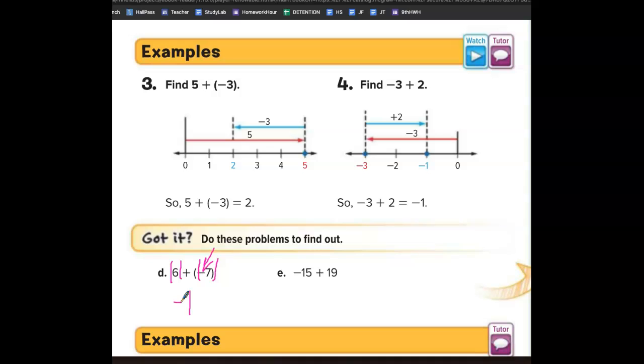Gage, you should be up here. Okay, negative 15, 19, same sign or different signs, Lily? Different, so we subtract. We find the difference. What is 19 minus 15? What has the greater absolute value? 19, which is positive, so I know my answer stays positive. Questions on that?